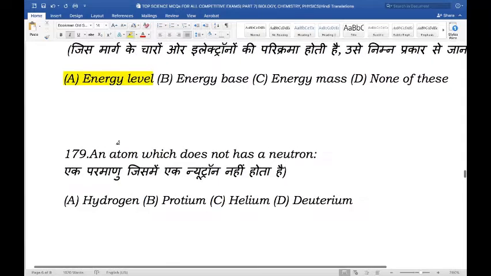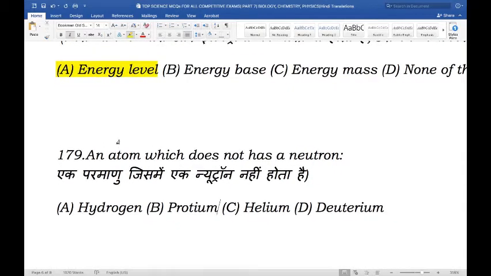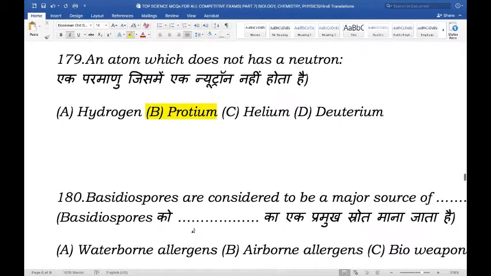Moving on to the next one. An atom which does not have a neutron is, is it A, hydrogen, B, protium, C, helium, or D, deuterium? So an atom which does not have a neutron is called B, protium. Protium is an isotope of hydrogen that is composed of one proton and one electron in its 1s orbital. So protium does not have a neutron.